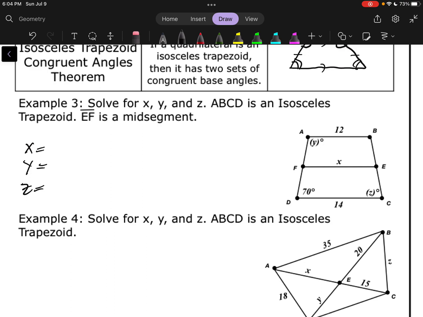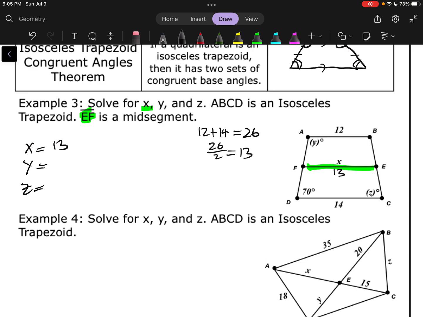Okay, well, x is the mid-segment, right? X is on EF, that is the mid-segment. And what do we say about the mid-segment? The mid-segment is half the sum of the bases. So that means that if we do 12 plus 14, we get 26, and then do 26 divided by 2, and we get 13. So x must be 13. It's half the sum of the bases.